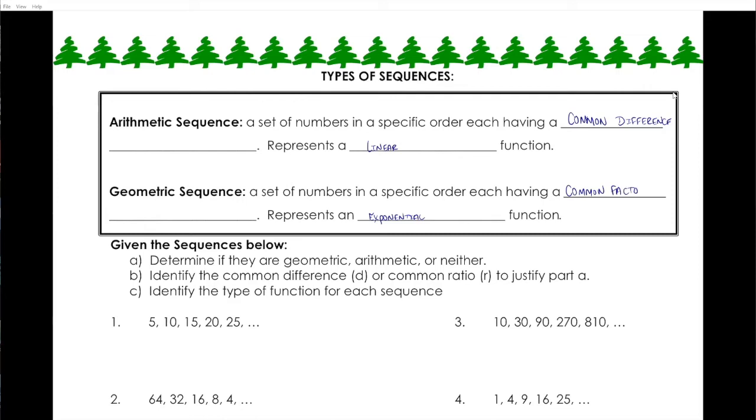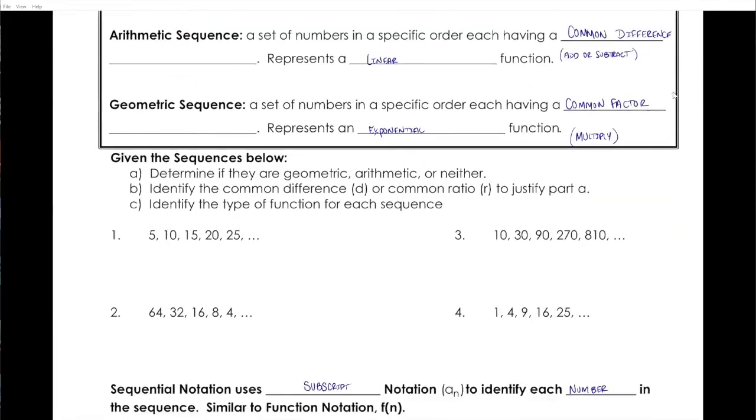So with our arithmetic sequence, we're adding and subtracting. And our geometric sequence, we are multiplying. So we look at our sequence, we've got to determine whether it's geometric, arithmetic, or neither. Then we want to identify our common difference or common ratio.